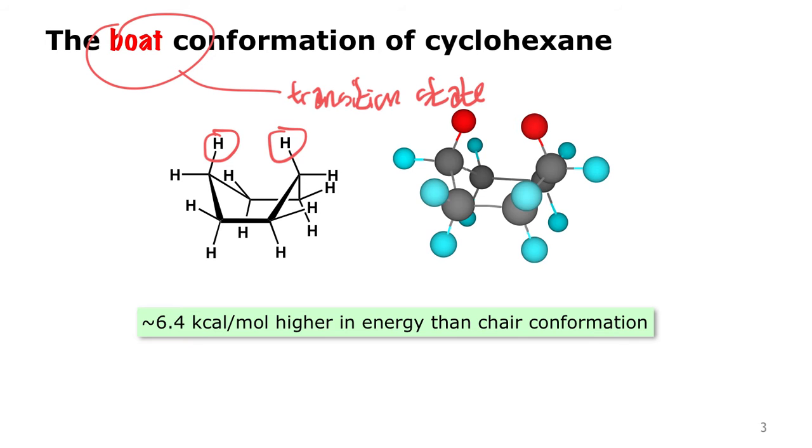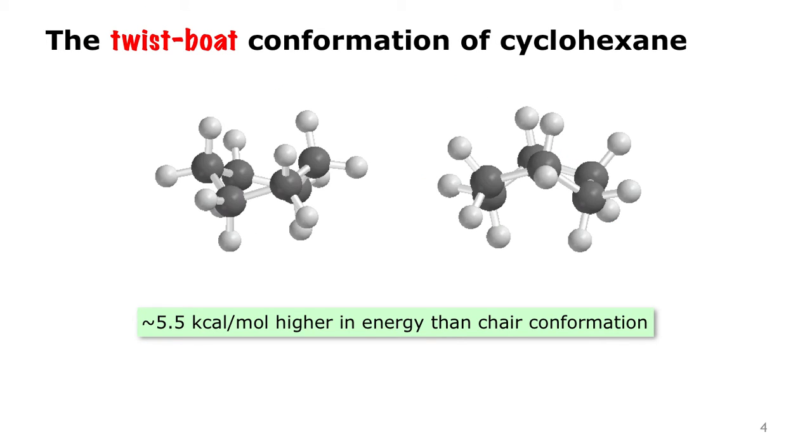Because what happens is once it flips into this shape, you get a slight twisting. And that slight twisting of the two ends relieves some of the torsional strain. And so this is the stable alternate conformation for cyclohexane. And by stable, I mean it lies in an energy minimum on a potential energy curve, but it's not the overall energy minimum. The chair is. So this is known as a twist boat.